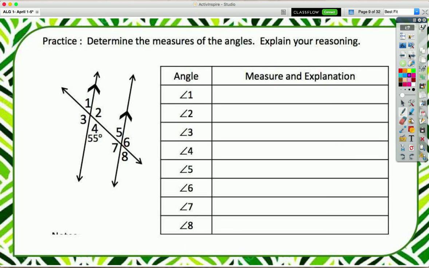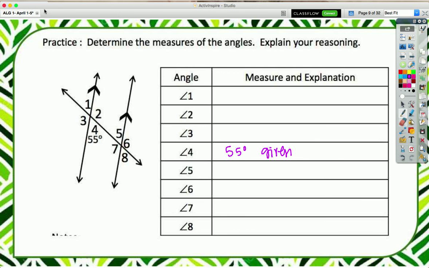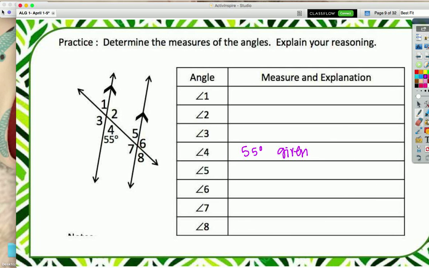All right, so our last thing on our notes here, this one's the same situation except it's completely blank. So what's the first angle they give us? 4. So next to angle number 4, we're going to write 55 degrees, and that is given. I'm going to give you a minute, and I want you to fill in the others. If you want to do the measurements first, that's fine, but then go back and give an explanation based upon some kind of relationship. So we might have some different answers as long as it's based upon the relationship.